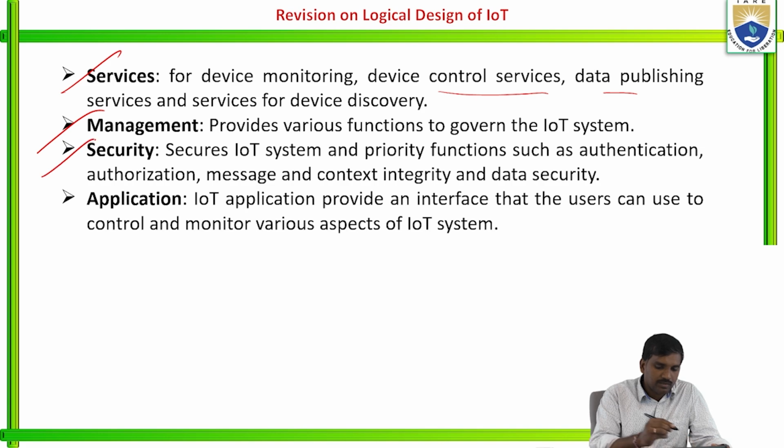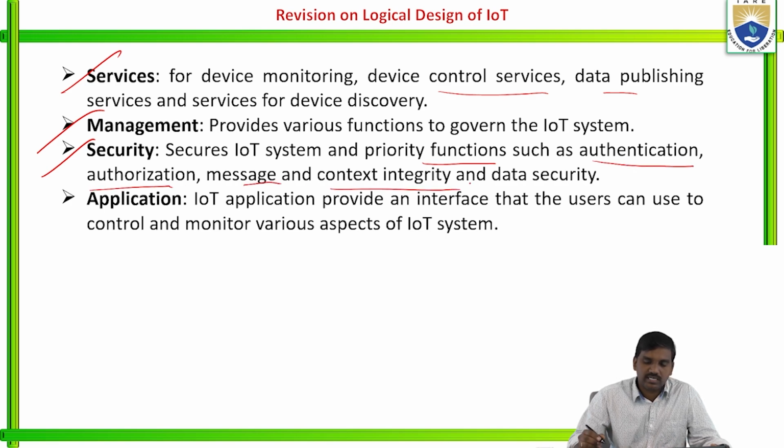And security provides some security protocols to secure the IoT system, with functions such as authentication, authorization, message and context integrity, and data security. So this is about security. And under application, it provides an interface that the users can use to control and monitor various aspects of the IoT system. So these are the main functional blocks of the IoT device: application, management, service, security, device, communication.